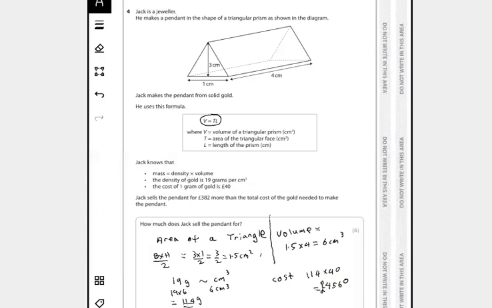4,560, but Jack sells the pendant for £382 more. So the final answer would be 4,560 plus 382. 0 plus 2 is 2, 6 plus 8 is 14, 5 plus 3 is 8, plus 1 is 9, 4. So 4942 is the final answer.